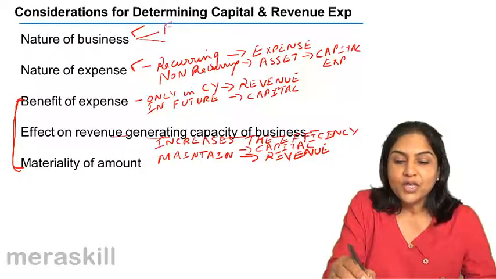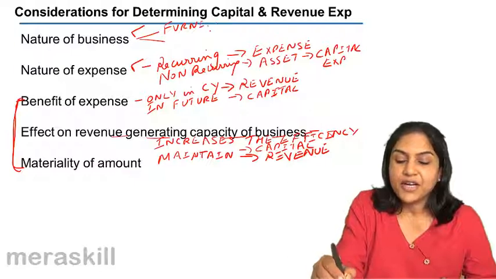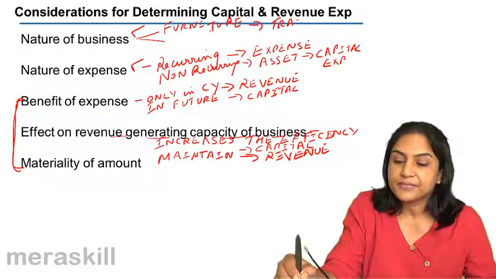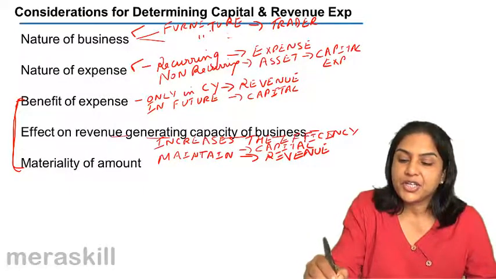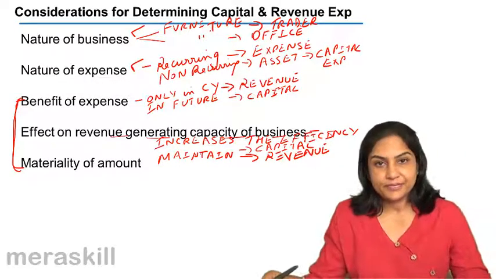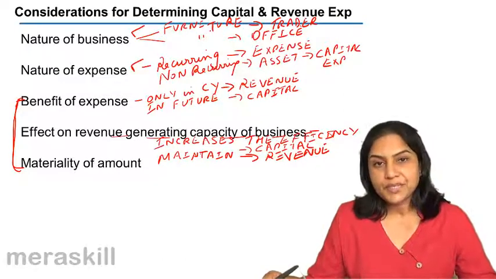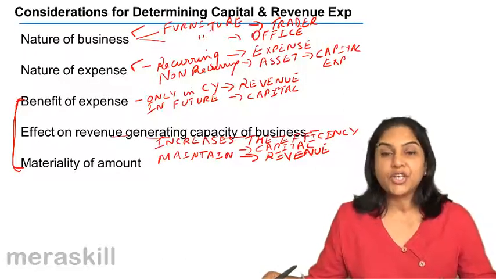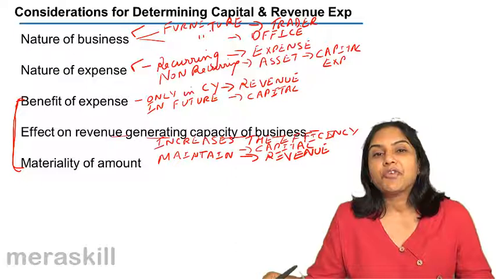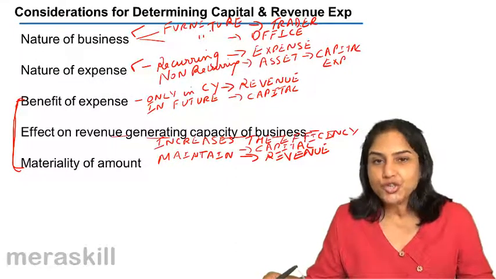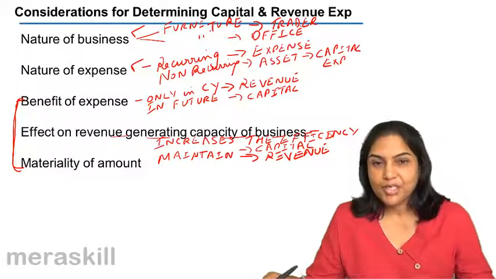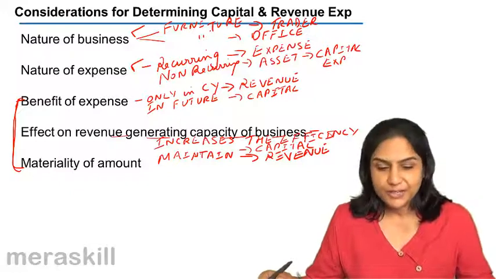The example we took was furniture. What did we say? Furniture for a furniture trader and furniture in the office of a textile trader. So it would depend on the nature of the business. A furniture dealer who buys furniture in order to sell the furniture, such furniture would be treated as revenue expenditure. Furniture bought by a textile trader which he intends to use over the next 3 years would be considered as a capital expenditure. He would take it as an asset and show it in the balance sheet.